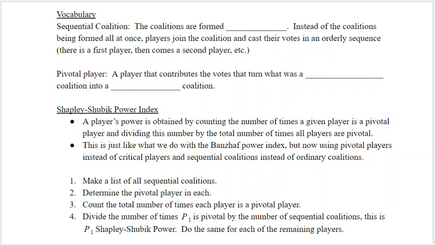So in this process, we are interested in sequential coalitions, which means that they are formed in order instead of the coalitions being formed all at once. Players join the coalition and cast their votes in an orderly sequence. So there is a first player, then there's a second player, a third player, etc. A pivotal player is a player that contributes the votes that turn what was a losing coalition into a winning coalition.